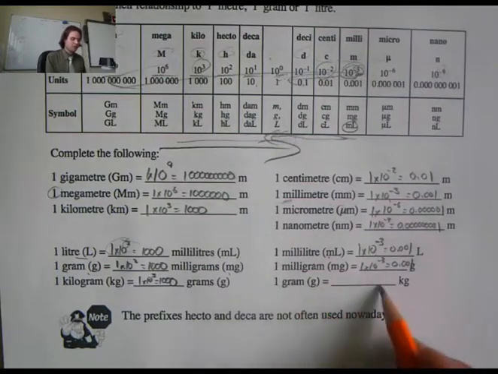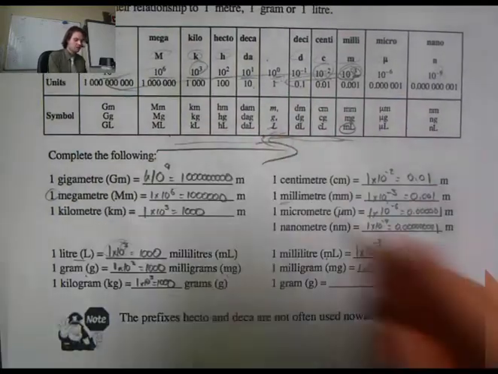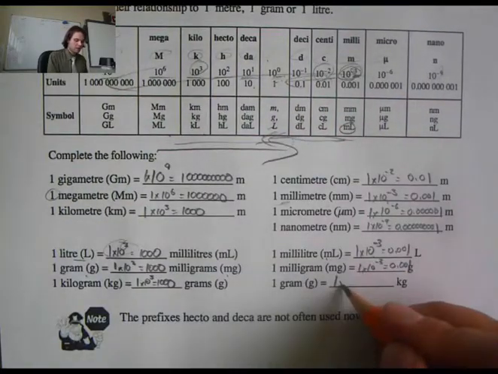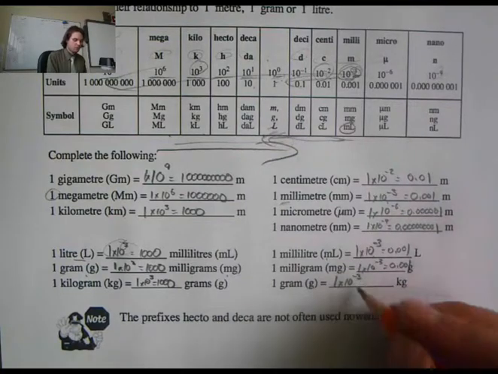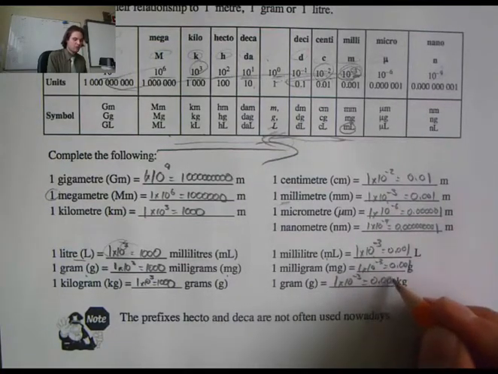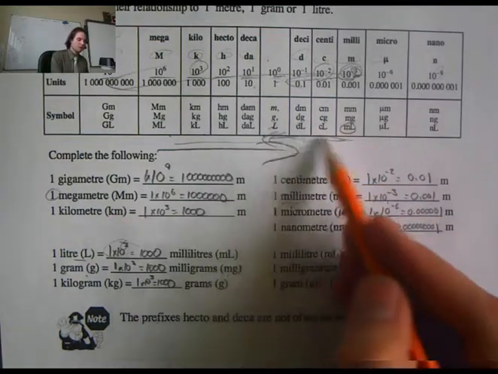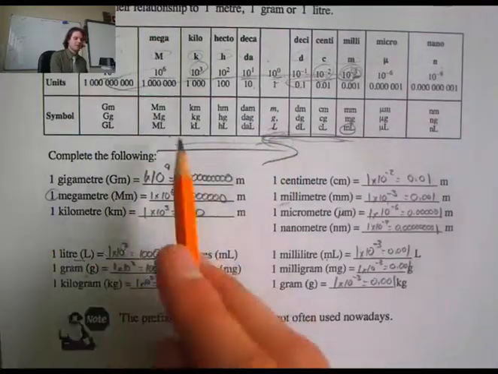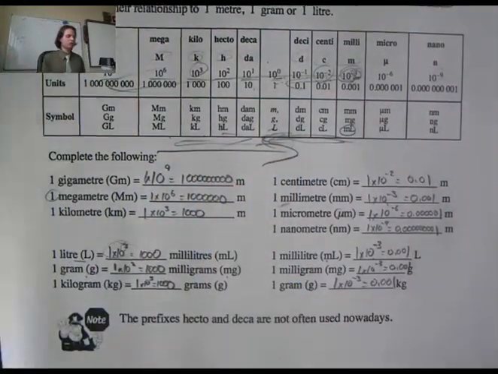Then grams to kilograms, well, that's from here to there. So that is 1 times 10 to the negative 3, which is equal to 0.001. Okay? So anytime we're going this way, it's going negative. Every time we go that way, it's going positive.